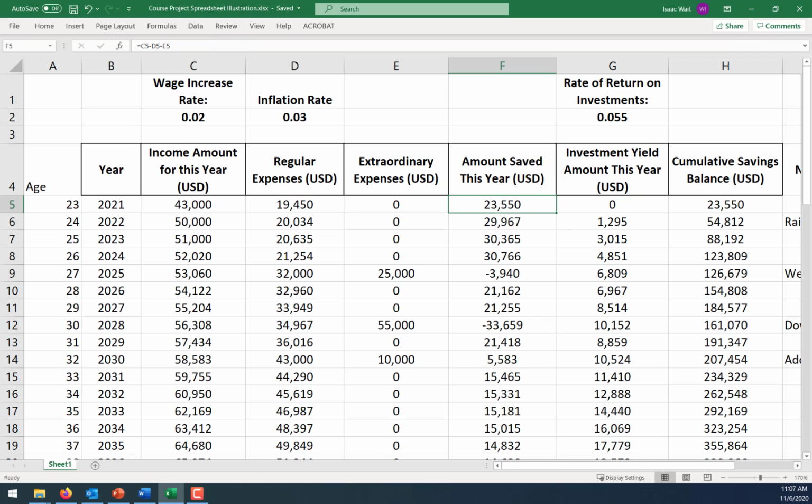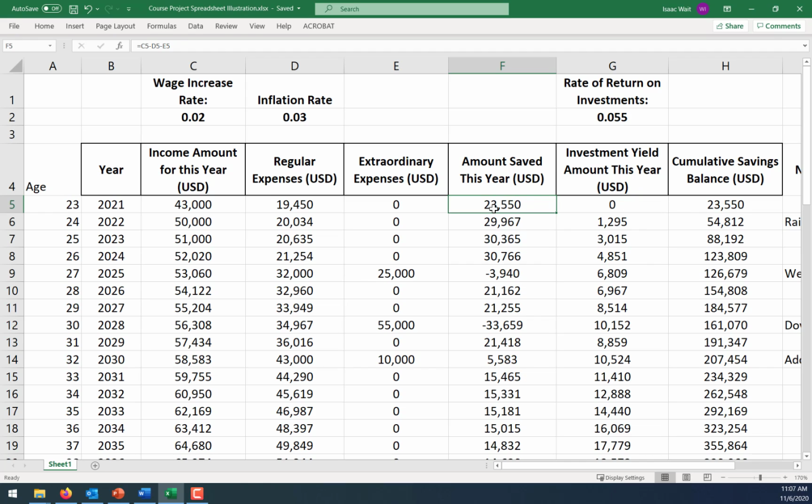All right. So in this person's first year, you'll notice that the cumulative savings balance is simply equal to the amount that they saved in that year. What that means is that they didn't have any savings to begin with. They got out of college with both zero debt but also zero savings. And so the first year's cumulative savings balance is simply equal to the amount that they saved that year.